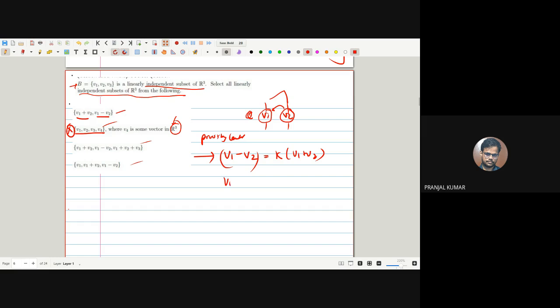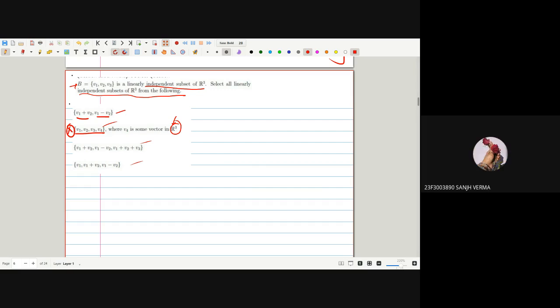So v1 minus v2 is equal to kv1 plus kv2. Now you have to equate. Excuse me, sir, I'm not getting what you are saying properly. Can you repeat? Okay, when are two vectors independent? When there are just two vectors, when are they independent? When one is not a scalar multiple of the other. Yes or no?